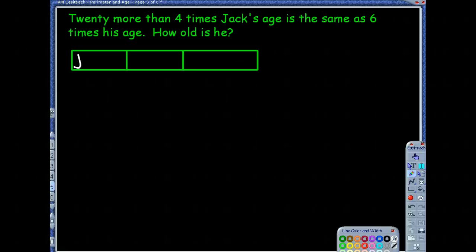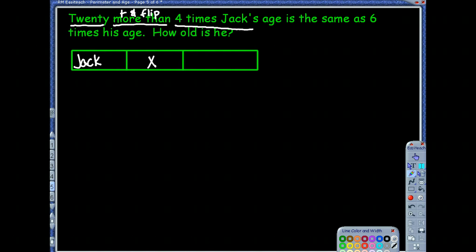So I'm really just looking at Jack's age. If you just want to put Jack in your box, that's fine. Or if you want to say Jack's age, that would be great. It's the only unknown we have, so I'm going to give that the variable. Now let's really read our sentence and look for our pieces that we've got. It says 20 more than, now more than was an add and flip.